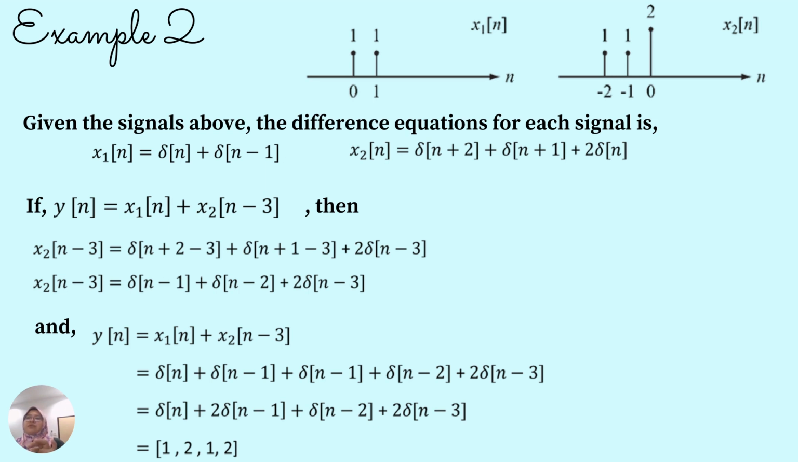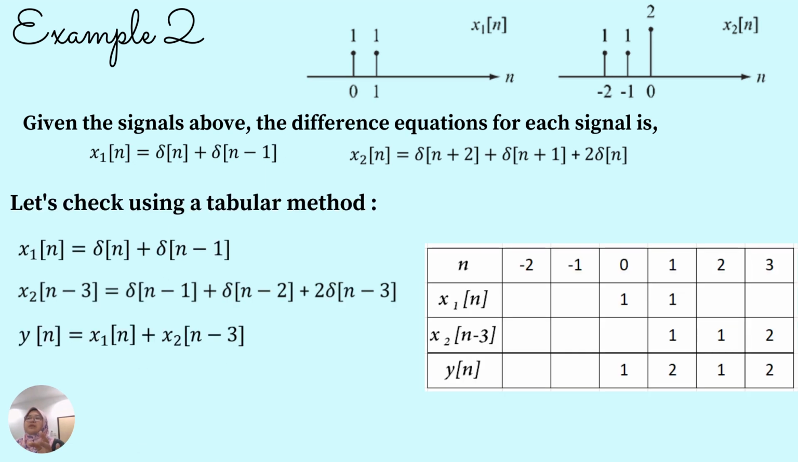And then you simplify, so you dapat x2n minus 3, delta n minus 1 plus delta n minus 2 plus 2 delta n minus 3. Okay, then you tambah. Okay, you buat the same process, the same process. Okay, and then you punya signal at the end ni, you dapat sequence dia 1 2 1 2.